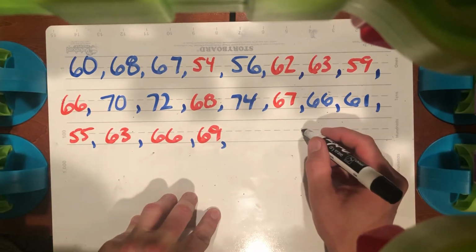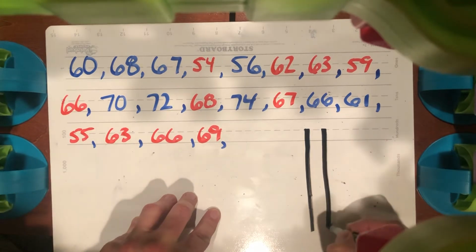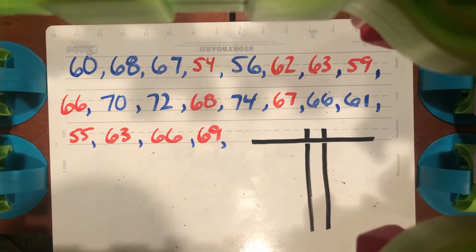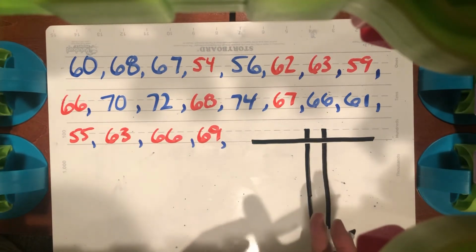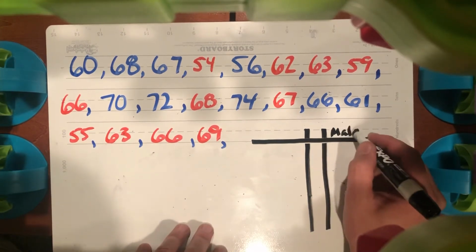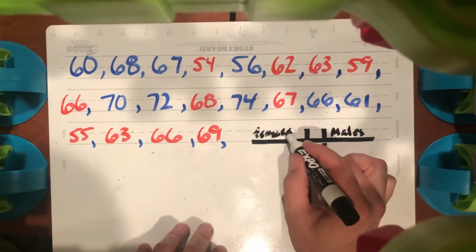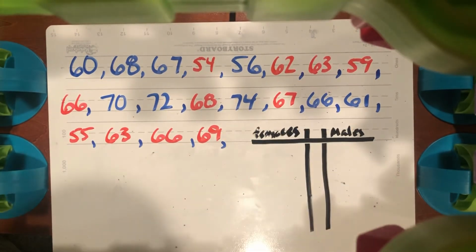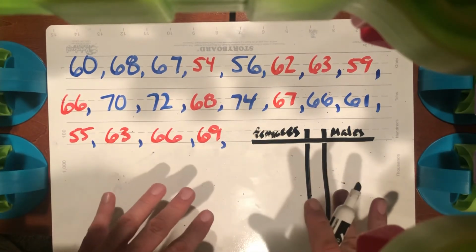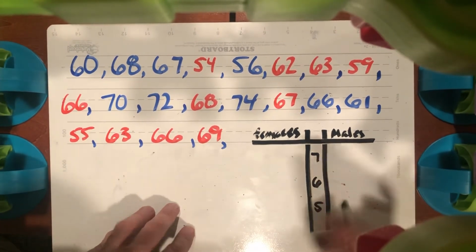So what I can do with a double stem and leaf graph, or what's oftentimes referred to as a back-to-back stem and leaf graph, is put one set of stems but leaves on both sides. So over here we might do males, and over here we might do females. And for our stems, the lowest value we have is in the 50s and the highest is in the 70s, so we can do 7, 6, and 5.